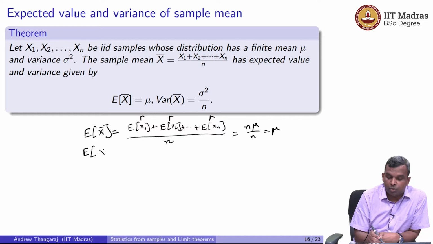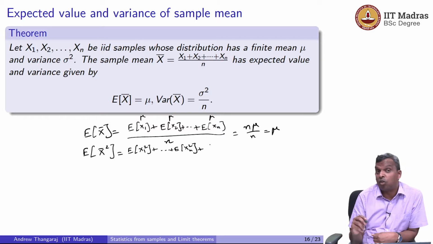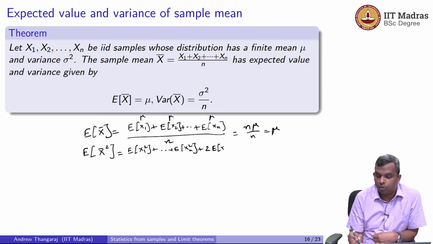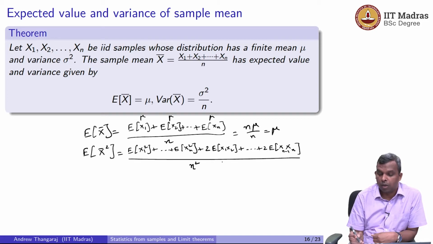You'll have to do expected value of x bar squared. Okay, so that if you do, you will get expected value of x1 squared plus dot dot dot expected value of xn squared, and then you will have all these cross terms, right? So 2 times expected value of x1 x2 plus dot dot dot 2 times expected value of x1 xn, or xn minus 1 xn, all the possibilities that occur, and divided by n squared. So this is expected value of x bar squared. Remember, these are all independent, right?